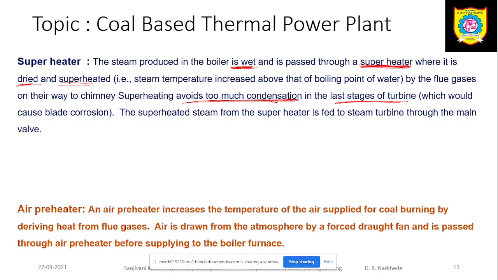So for that purpose I have to increase the temperature of the steam so that it does not easily condense, which would cause blade corrosion. Okay, if it easily condenses, what will it do? It will cause blade corrosion. The superheated steam from the superheater is fed to the steam turbine through the main valve. Okay, we have just discussed this steam which is coming from the boiler: boiler next to the superheater, and superheater to the steam turbine.